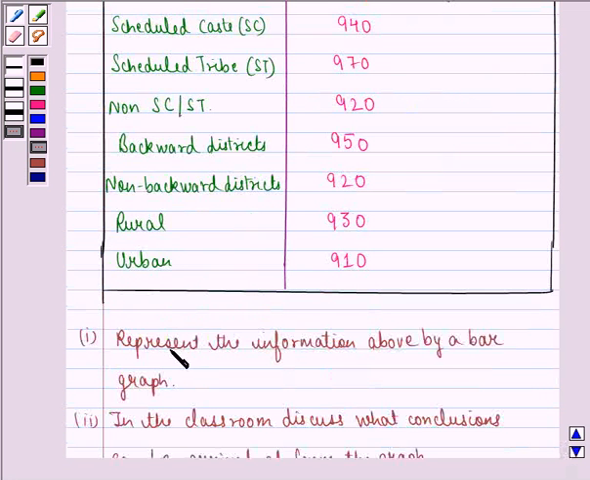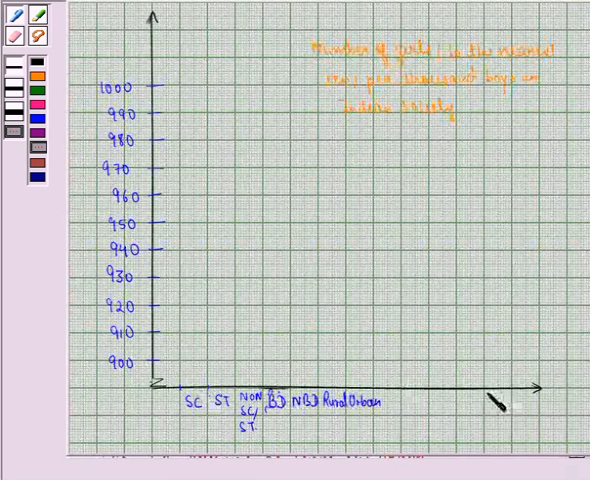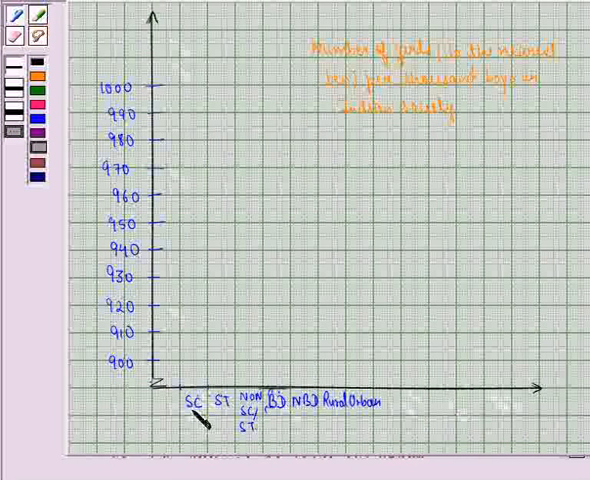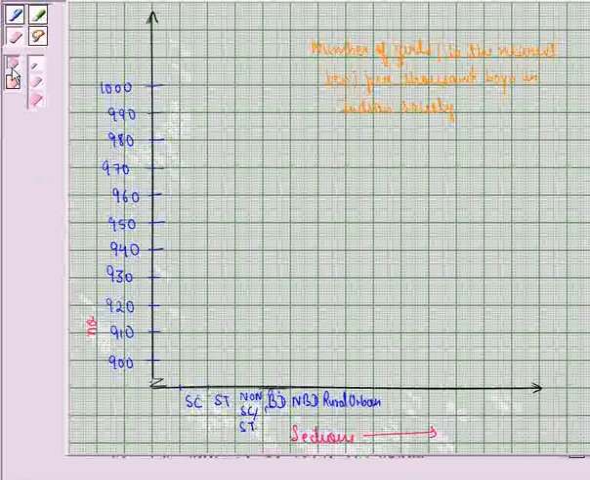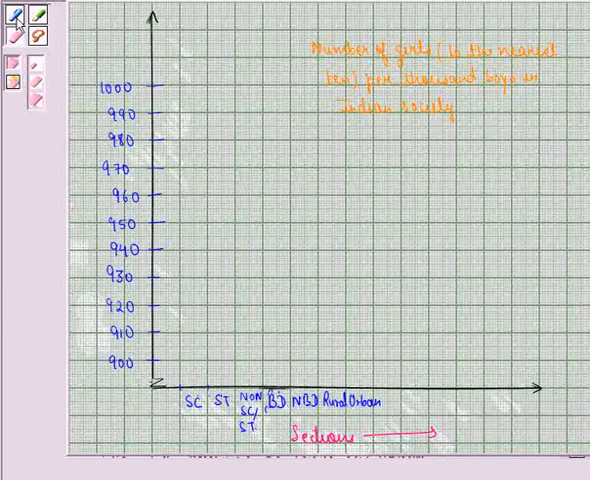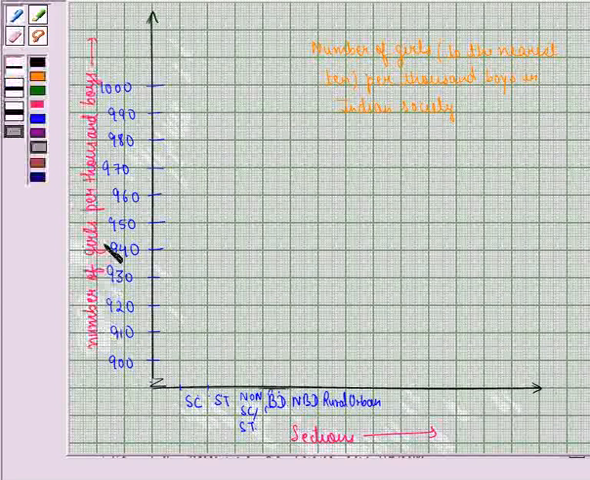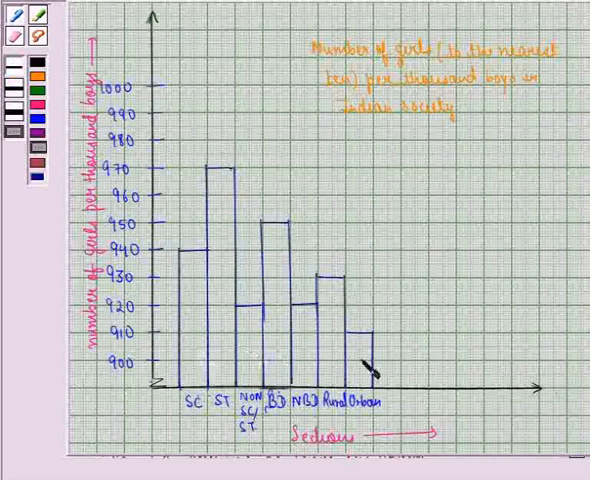The first question is, represent the information above by a bar graph. First of all, we draw a graph here. On the x-axis, we take SC/ST, non-SC/ST and so on, which are the different sections. And on the y-axis, we have the number of girls per 1000 boys. So now we have to draw a bar graph here. So let us make the bar graph. So this is the bar graph.